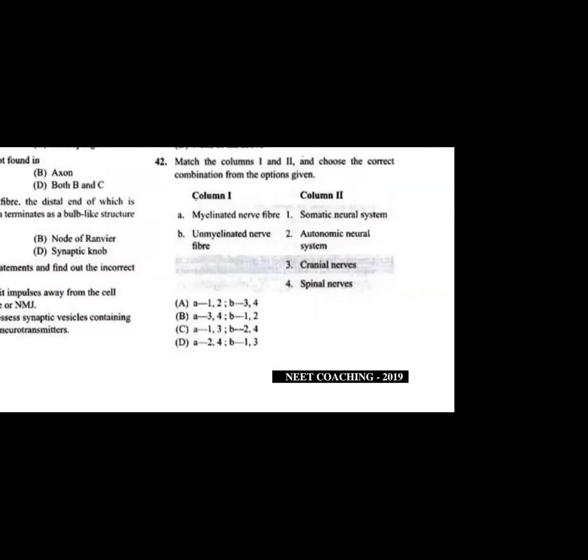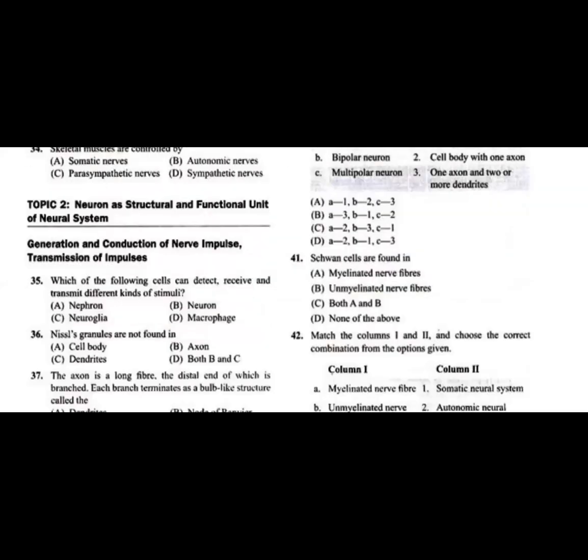Question number 38, students. Read the following statements and find out the incorrect statement. Dendrites transmit the impulses away from the cell body to a synapse or neuromuscular junction. This is incorrect. Dendrites transfer the stimulations towards the cell body, and the axon transfers to the neuromuscular junction. So statement A is wrong. Statement B, synaptic knob possesses synaptic vesicles containing chemicals called neurotransmitters. B statement is right. Neurotransmitters will be released from the vesicles at the synaptic knobs.